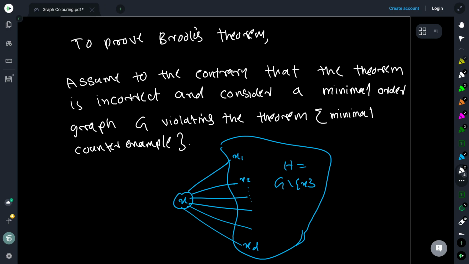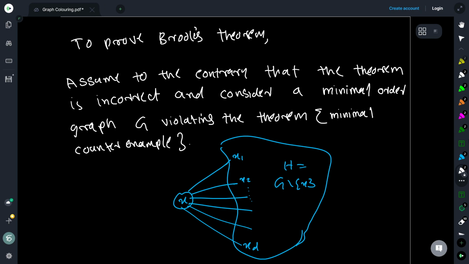And once I pick any vertex or an edge from this graph, in this case order, therefore any vertex if I remove, the remaining graph is not a counter example, right? It will satisfy the Brooks theorem. So I pick such a graph, right, of smallest order.